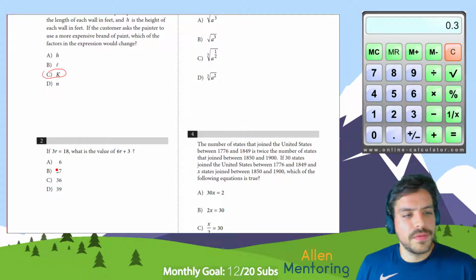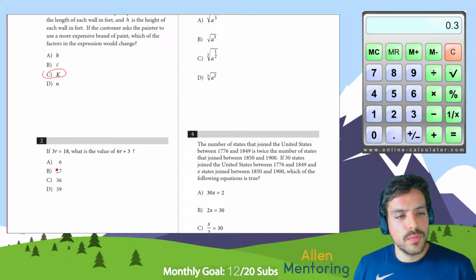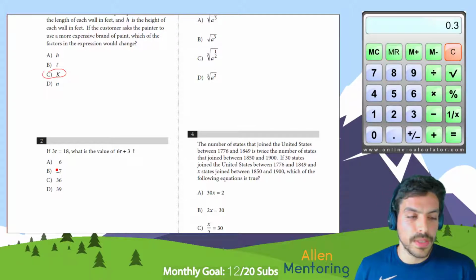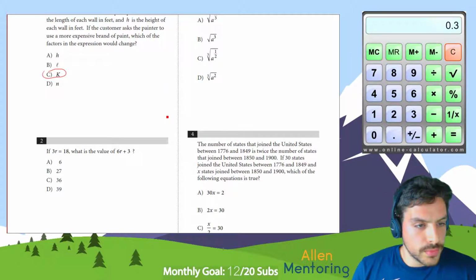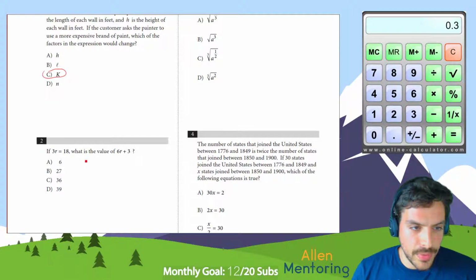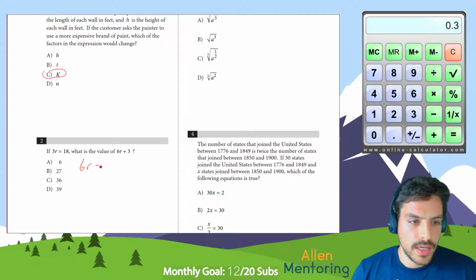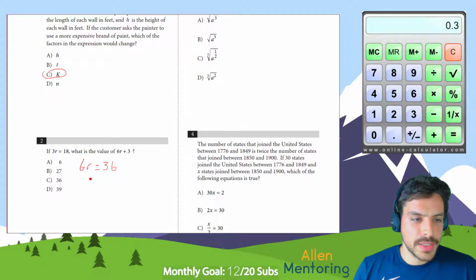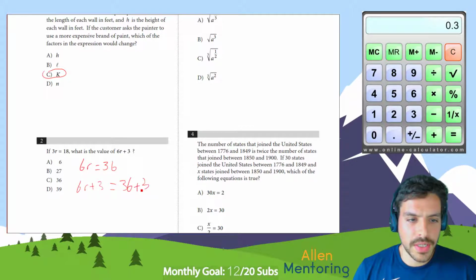Number 2, if 3R is equal to 18, what is the value of 6R plus 3? Well, 3R is 18, we know that. If you double 3R, that becomes 6R, and 6R would be equal to 36, right? Double of 18. So what is going to be 6R plus 3? Well, 6R plus 3 will be equal to 36 plus 3, which is D, 39.